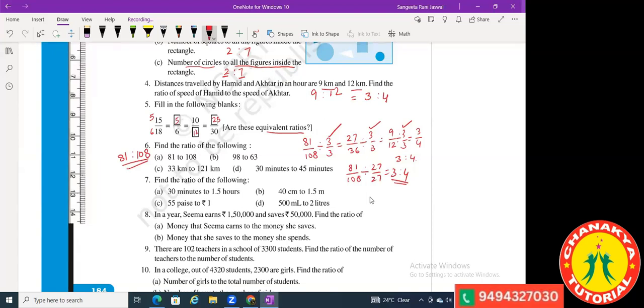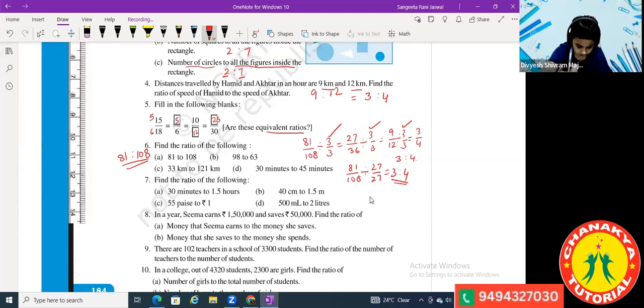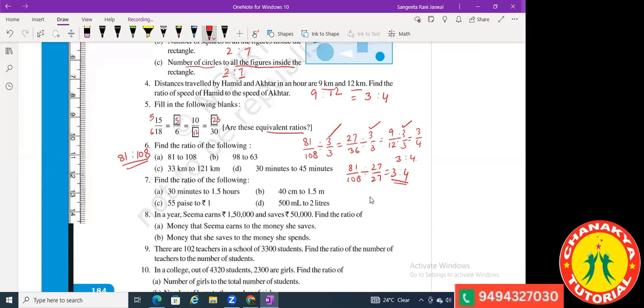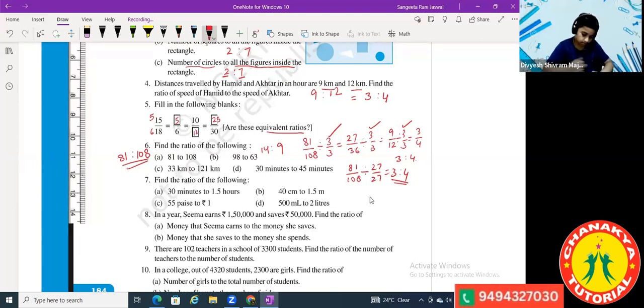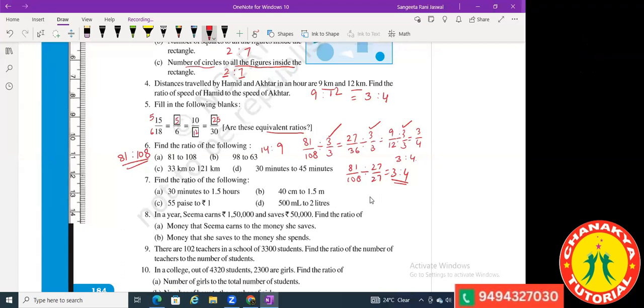Find the ratio of the following. So that's 98 to 63. Please find this quickly, without taking much time. Ma'am, 14 is to 9. Okay, that's great. So you divided by 7? Yes, ma'am. So that's 7 nines, 7 fourteens. Yes, ma'am. 14 is to 9.